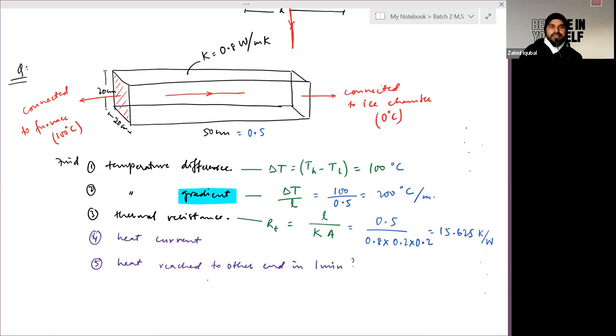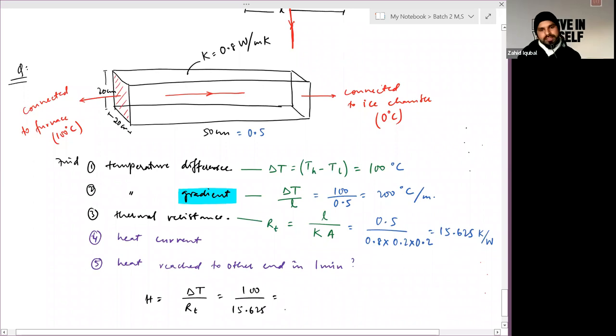Good. Similarly, we may find heat current, H equals temperature difference divided by thermal resistance. We have temperature difference as 100 and thermal resistance as 15.625. So 100 divided by 15.625. On solving, you'll get around 6.4 watt.